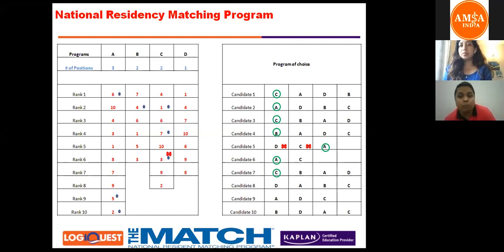Now we will have to go back to candidate number 3 to rectify and give him the next choice. So we go back to candidate 3, and his next choice was B. Now on B's list, do we find candidate number 3? Yes, at the last position. Okay, so at this moment we will say that candidate number 3 got matched at program B. So far everyone is in good shape.